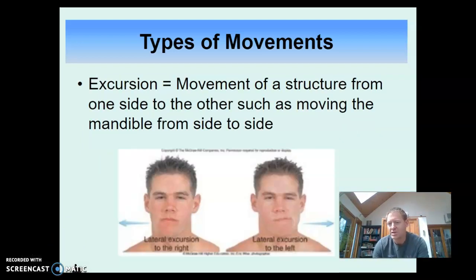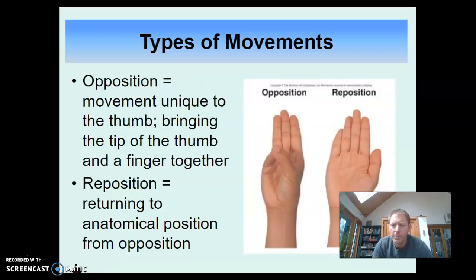Excursion, another very strange movement. It's sometimes referred to as lateral excursion. You're basically moving one joint to the side. So you move your jaw back and forth. It's kind of unique. I know I'm making funny faces. Your neck can do that to a certain extent. I don't know of any other joints off the top of my head that can do that, but it's a pretty unique motion.